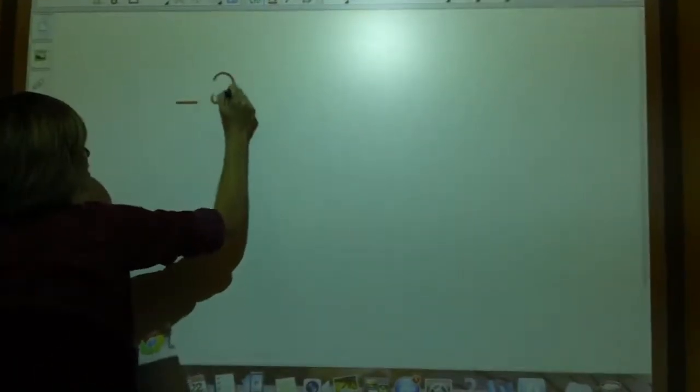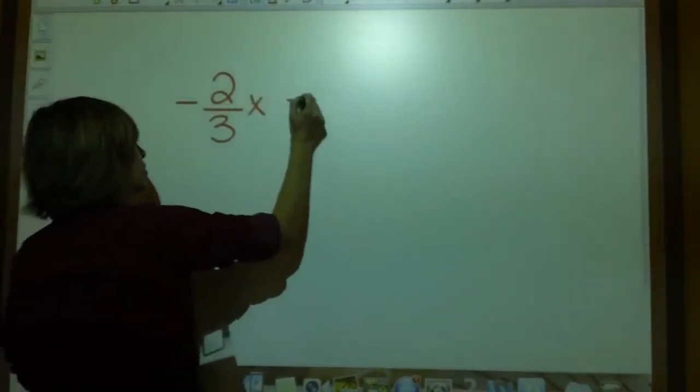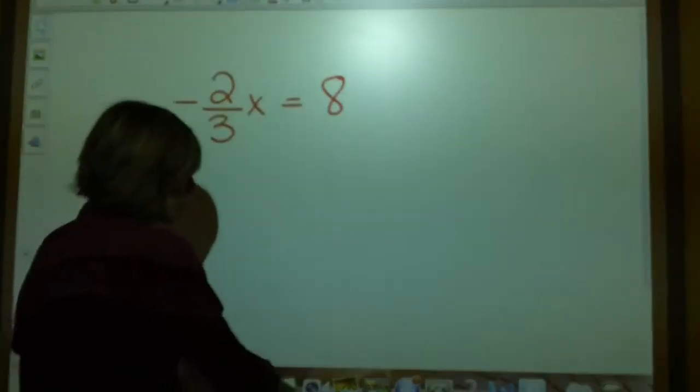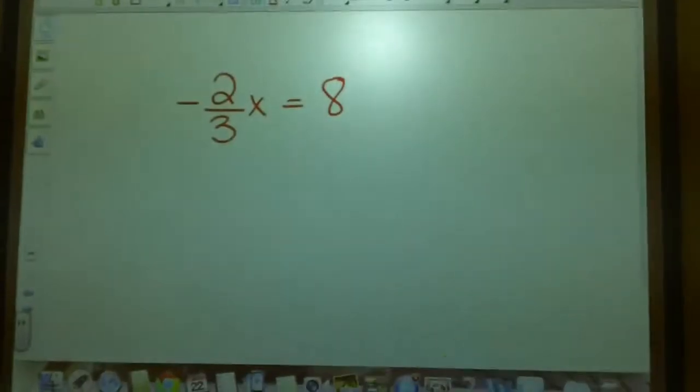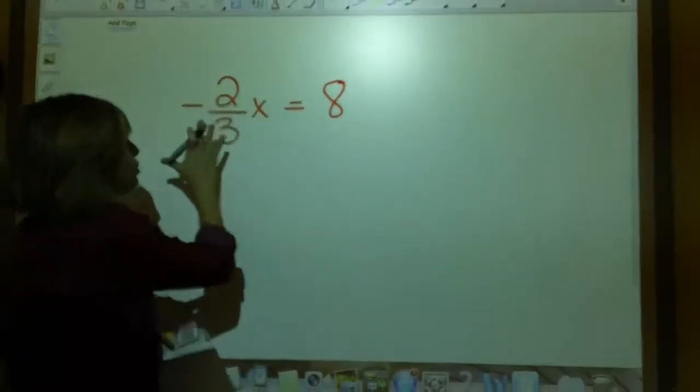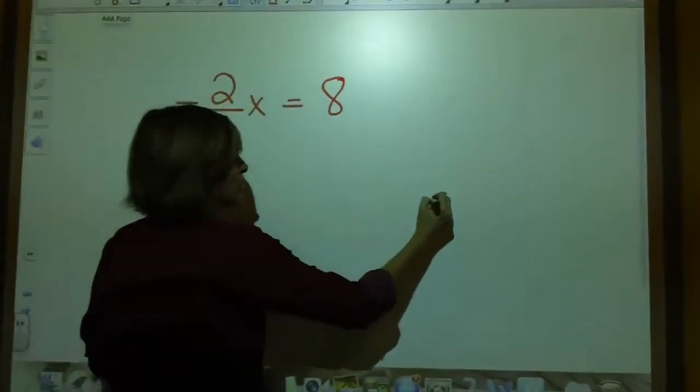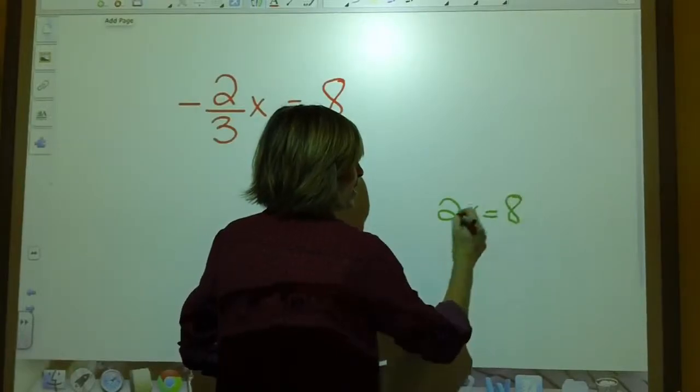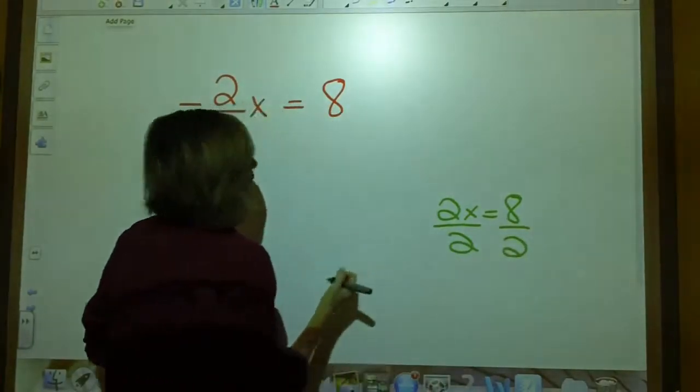All right, then what can I do? I can throw fractions into the mix. 2/3 x equals 8. Okay, I'm hoping that last year when you learned how to do fractions, you learned that, yes, you can divide both sides by the value, okay?